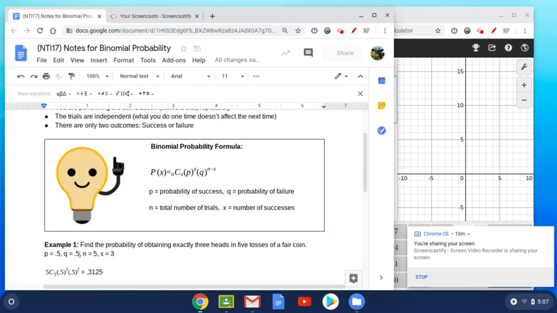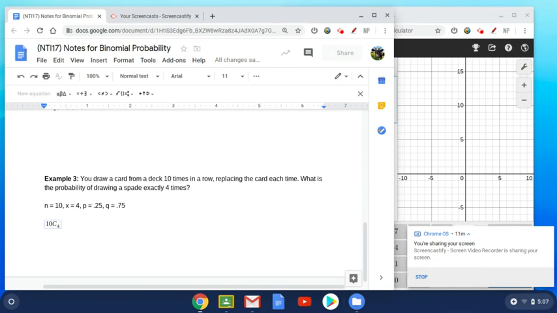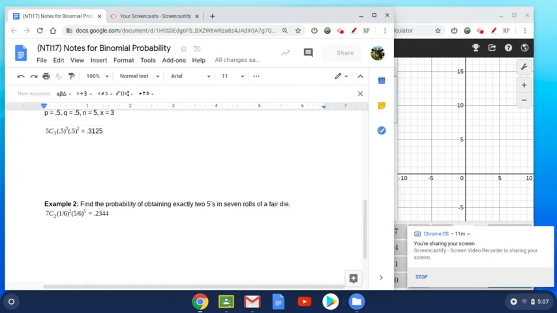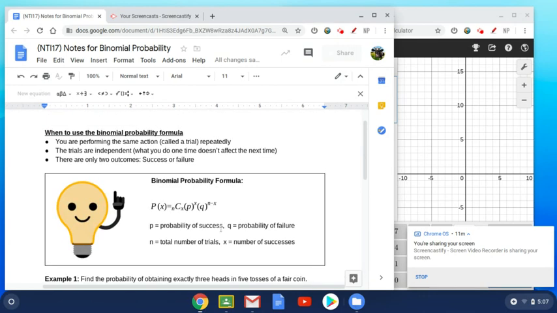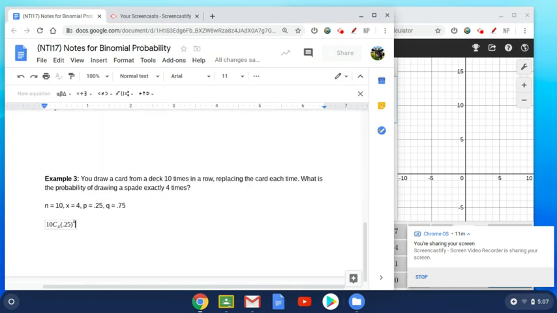The second piece of our formula is that p to the x, so that's our probability of success. Well, what's the probability of actually drawing a spade? It's 0.25, and I want that to happen 4 times. So I raise it to the 4th power. Then that last component deals with the probability of failure. What's the probability of not drawing a spade? Well, it's 0.75. And how many cards do I not want to be spades? Well, if 4 of them are spades, that means 6 of them won't be spades.